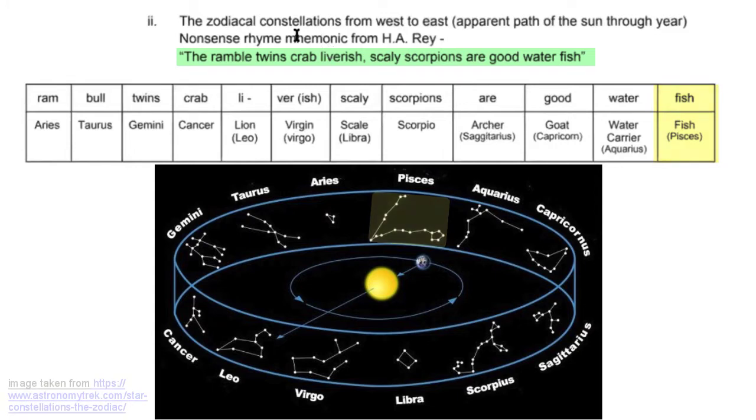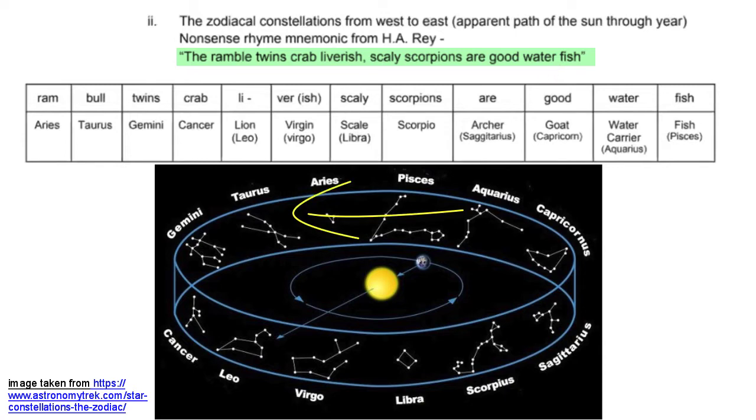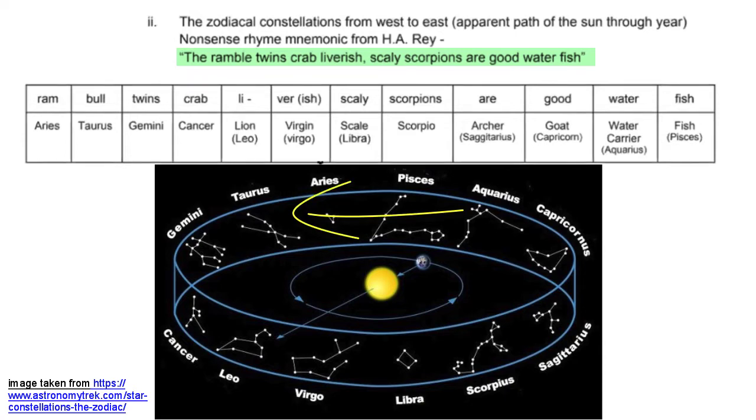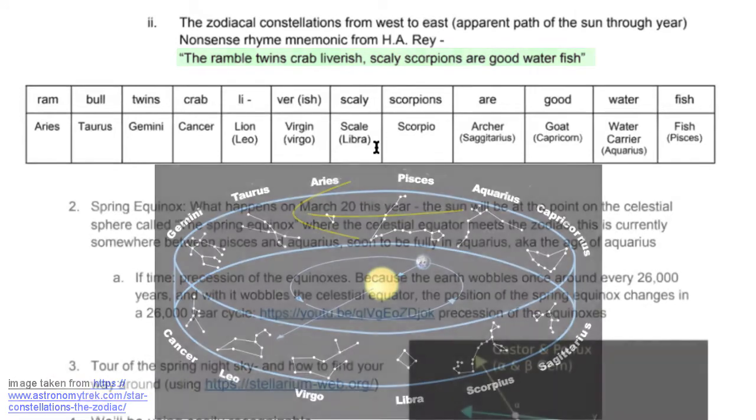So if you know this little rhyme, you can go one by one and say, okay, what should be next in the constellation? You have to go from right to left, the way that the sun goes through the sky during the year. That's a really cool mnemonic that is very helpful.